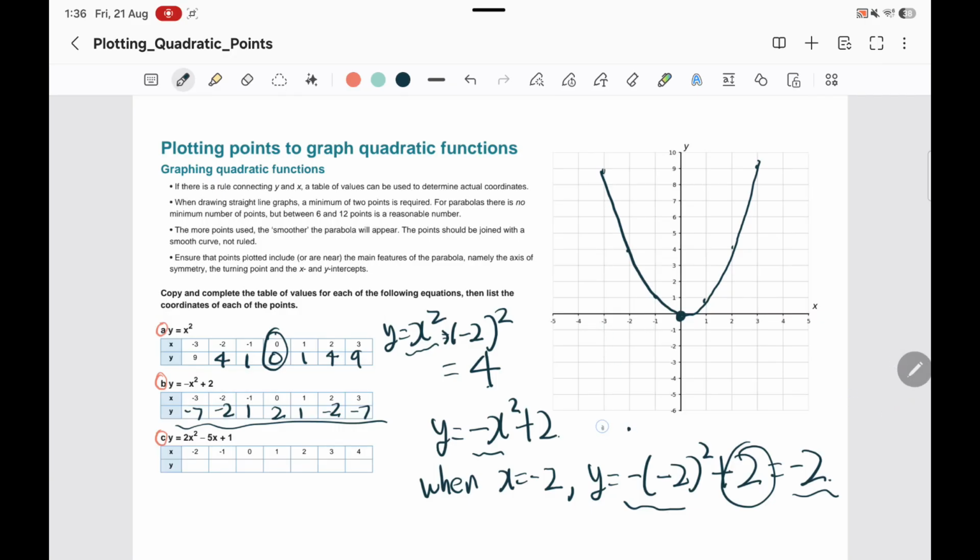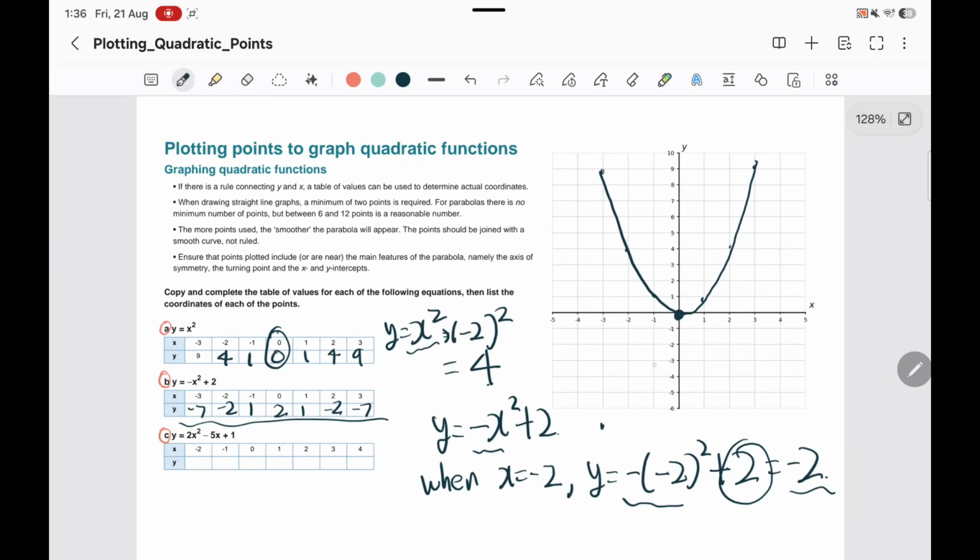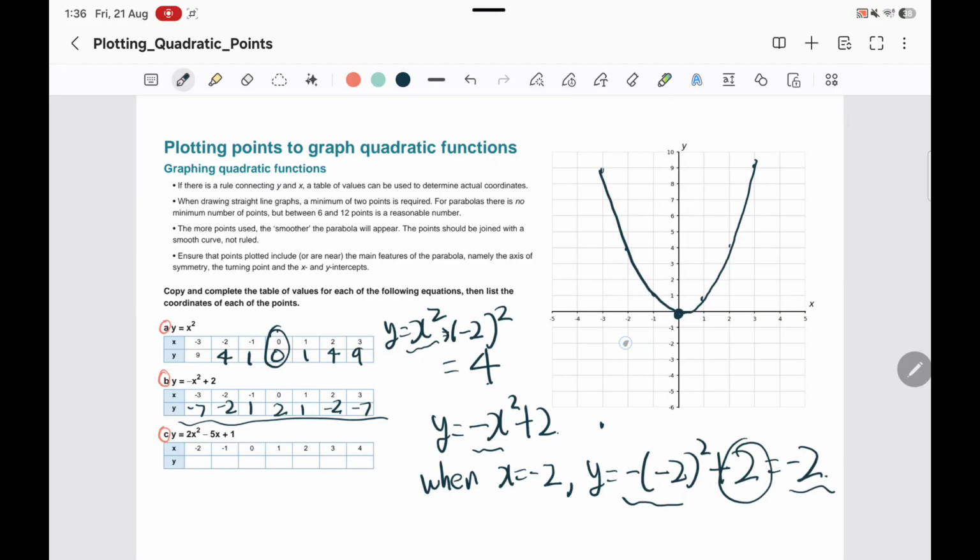Here, -3 and -7. And then -2 and -2. Say 1. Okay, like this. So this is y equals -x squared plus 2.